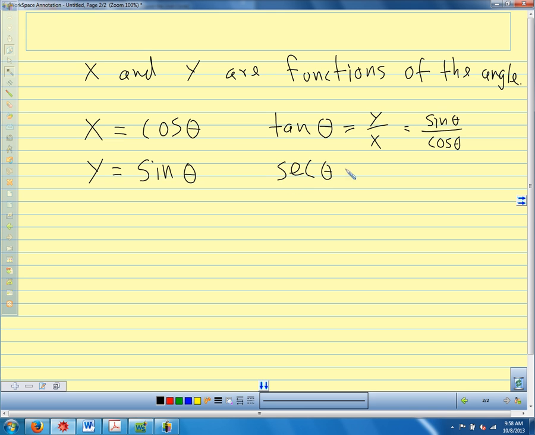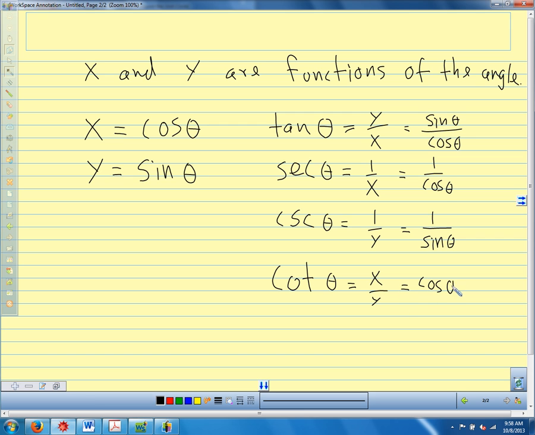The secant of theta is 1 over x. We can also think of that as 1 over cosine theta. The cosecant is 1 over y, and we can also think of that as 1 over the sine of the angle. And we will also define the cotangent as x over y, or cosine of theta over sine of theta.